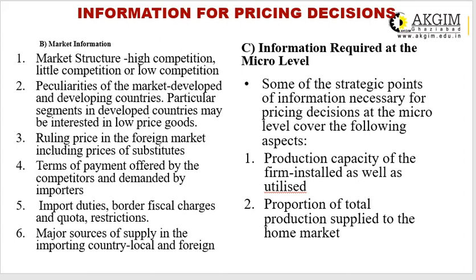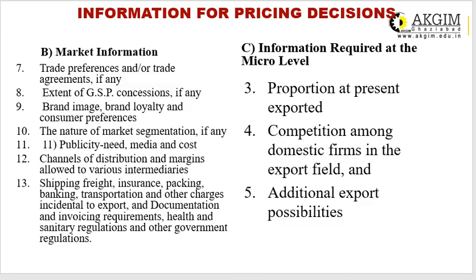Then, if we talk about the information that is required at the micro level, some of the strategic points of information necessary for the pricing decisions are the following: the production capacity of the firm, installed as well as utilized, and the proportion of total production to supply to the home market. Then, continuing with the market information, we have to keep in mind the trade preference, the trade agreements, extent of GSP concessions if there is any, the brand image, the brand loyalty, the customer preferences, the nature of market segmentation, if any, the publicity, the need, the media, and the cost, the channels of distribution and margins allowed to various intermediaries.